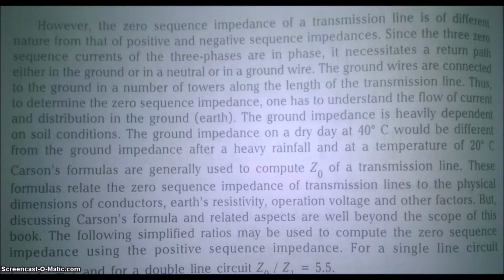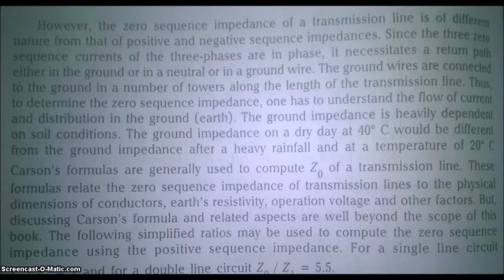To determine the zero sequence impedance, we have to understand the flow of current in the ground and also the other properties of earth. The ground impedance on a dry day, at 40 degrees Celsius, would be different from the ground impedance on a heavy rainfall day, which will be at 20 degrees Celsius. Now the Carson's formula we use to find Z0 of a transmission line.